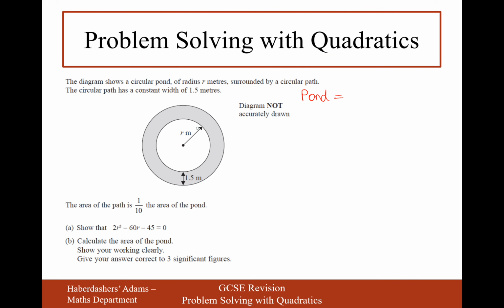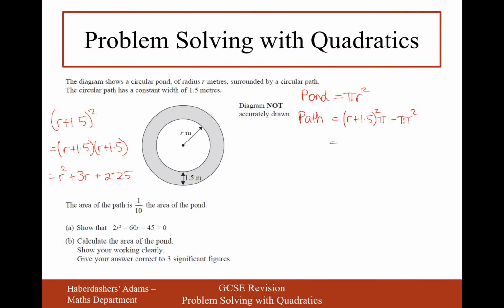So the pond area is just going to be pi r squared. And then the path area is going to be a whole thing, take away the circle, so that's r plus 1.5 squared times pi, minus pi r squared. So we'll have to simplify the algebra on this a little bit. Remember, r plus 1.5 squared: whenever you square a bracket, you're effectively timesing that bracket by another version of its own self. So it's going to be r squared plus 3r plus 2.25.